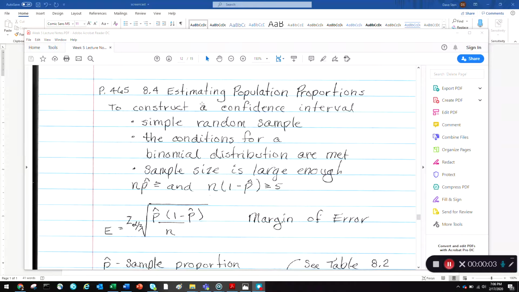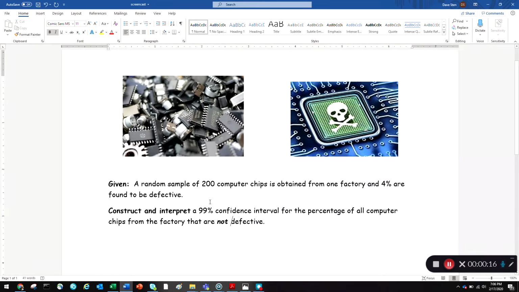I'm going to show you how to do some of the problems in Chapter 8, Section 4 of the textbook. This is where we estimate the population proportion given a sample. So we have this problem.